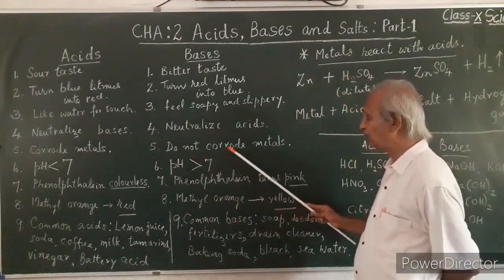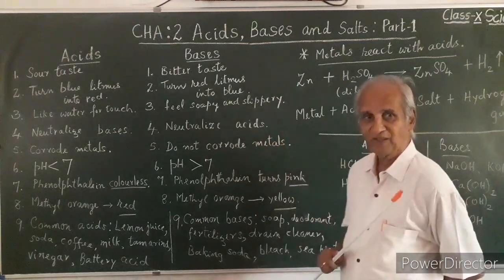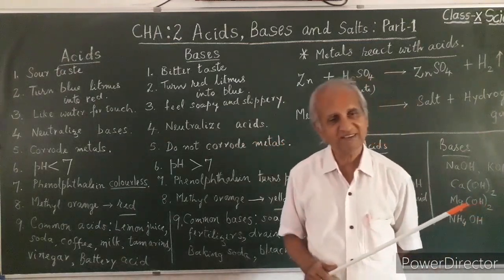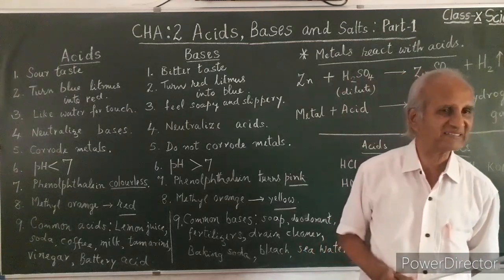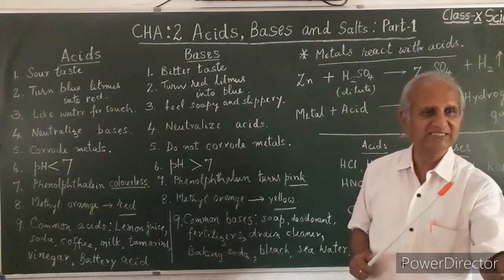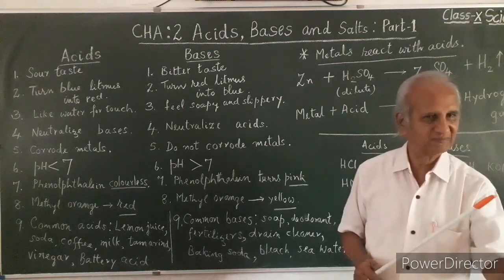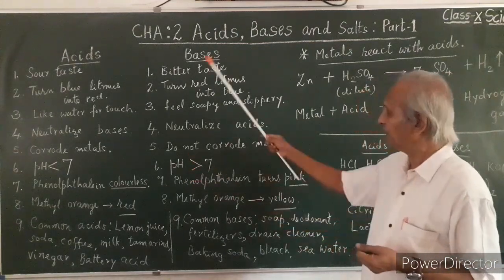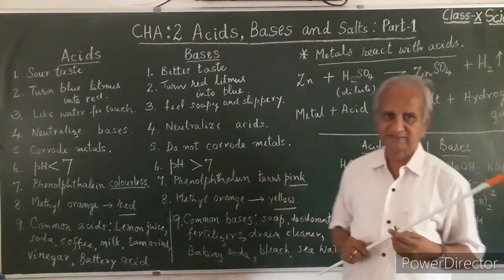Bases. Bases do not corrode metals. Soap will not have any corroding effect on metals. You may have a soap box made out of a metal. It won't undergo any change. You can use it for years. So bases do not corrode metals.